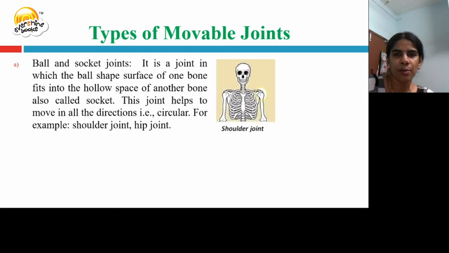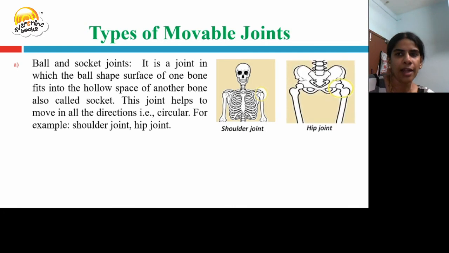The third type of joint is the ball and socket joint. Here the joint has a ball-shaped surface in which one bone fits into the hollow space of another bone. We call this a socket. This joint helps to move in all directions, that is, in circular motion. Examples are the shoulder joint and the hip joint.